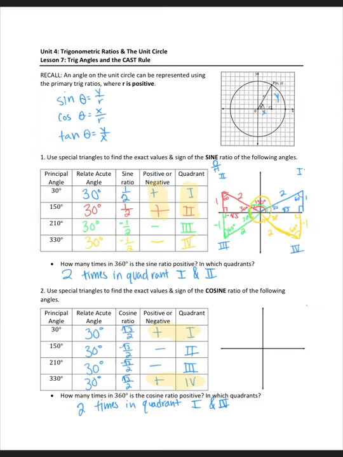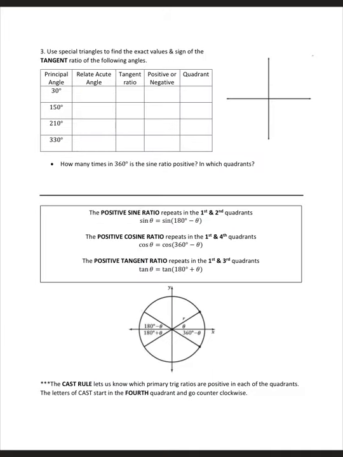So if we finish filling in our table of values here, we can see that the cosine ratio ends up being positive in our first quadrant and in our fourth quadrant. So again, 2 times in a 360-degree period, we have a positive cosine ratio, and that's in quadrant 1 and in quadrant 4. All right, so let's now look at our tangent ratio. So again, we're going to use those special triangles to find exact values and signs of those tangent ratios of the following angles. So we know our related acute angles were 30, 30 for all of those, right? They were just in different quadrants.